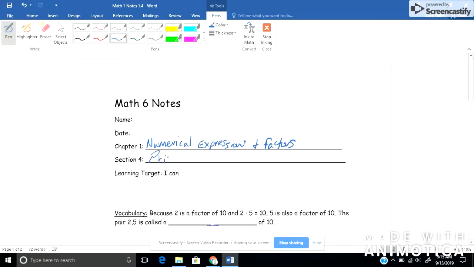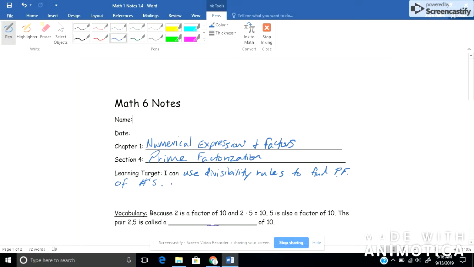Prime factorization. And this might be a new topic to you, but stick with me and I think you'll start to catch on today. For our learning target, it is I can use divisibility rules to find, and I'm going to abbreviate it, prime factorizations. So I'm just going to abbreviate it as PF. Prime factorizations of numbers.